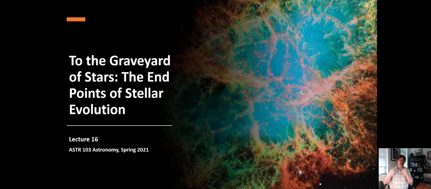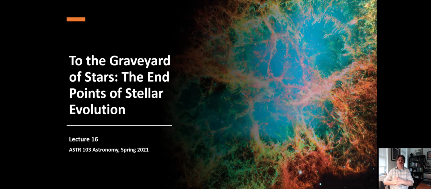So what are we going to be talking about today? What we're going to be talking about are the endpoints of stellar evolution. Essentially, how does a star die? Astronomers tend to personalize or humanize, I guess, the evolutionary states of stars. We talk about a star being born, living through adulthood, and then ultimately dying. And so I'll probably be using that terminology.